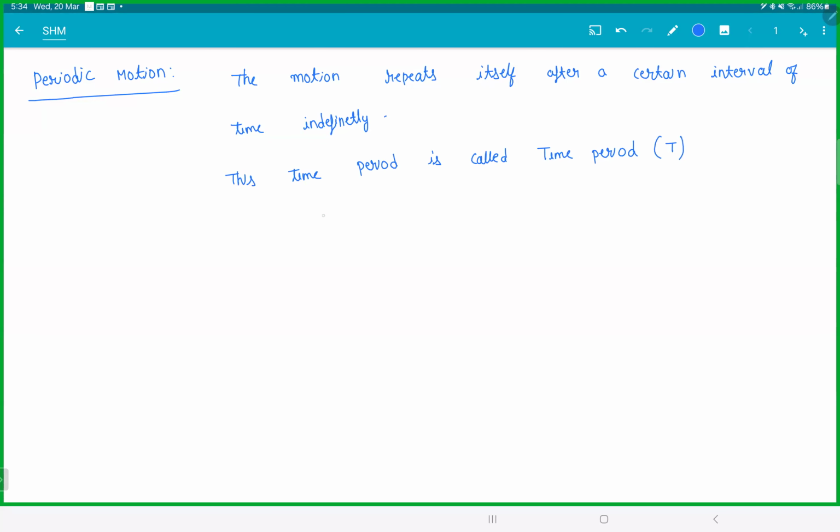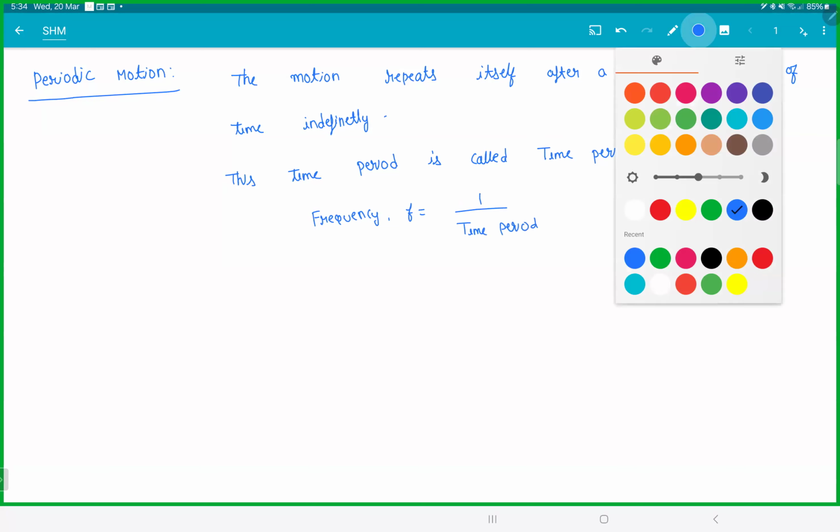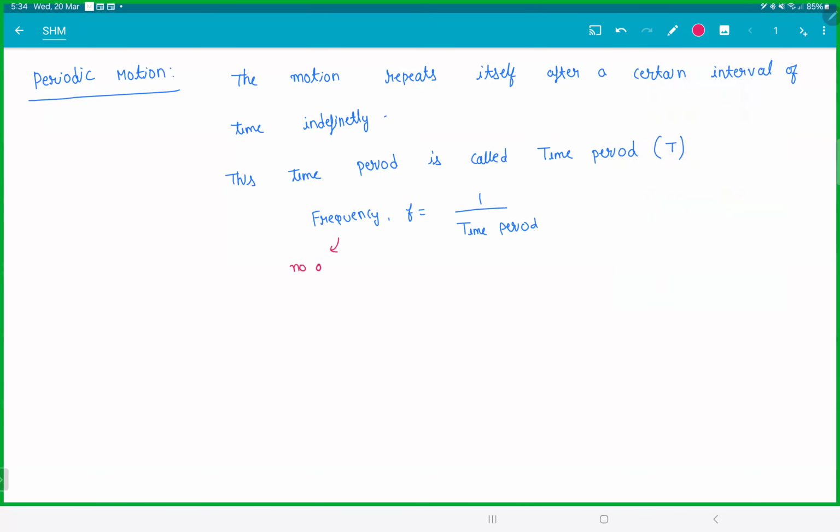So the time period is T. We define frequency, which is f, which is 1 by time period. What is frequency? Frequency is simply the number of oscillations per second. So the number of times the motion repeats per second, we simply call it frequency. So the symbol is f is 1 by T. That's it. Straightforward definition. Example, Earth going around the sun. It happens periodically.